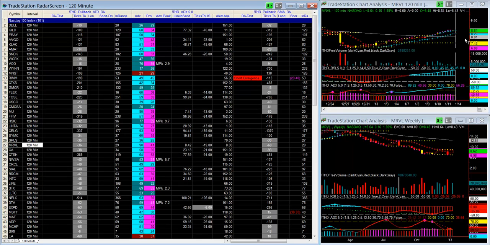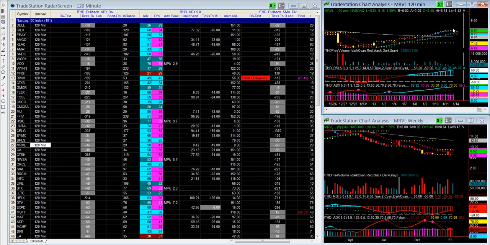MRVL. This one, you would need to see a magenta peak and a retracement to the ATR. It's not there yet. And you would be going against the weekly, although as volume is approaching the ATR, it's doing so on an increase in volume. Now this one very well may be a good setup. If it moves higher, then makes a magenta peak, comes back to the ATR, then I would be interested in it.